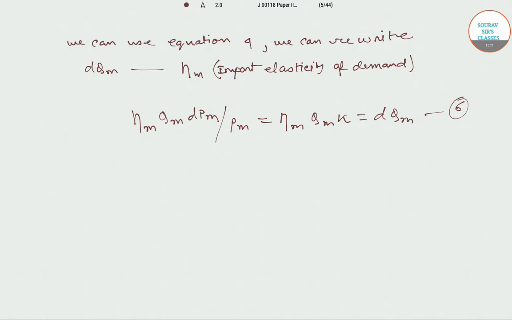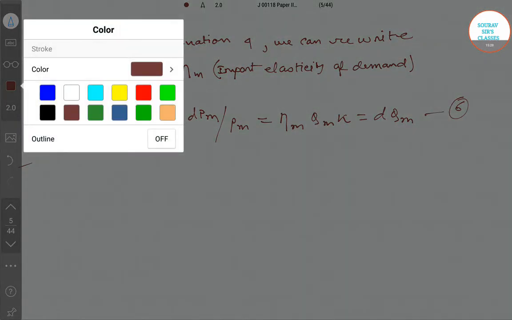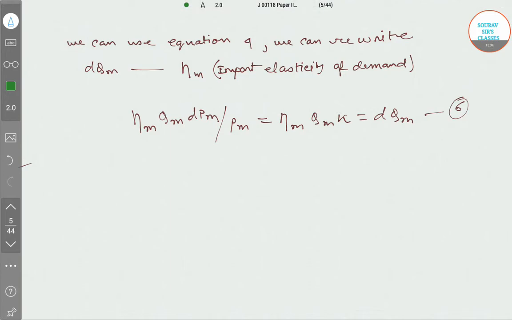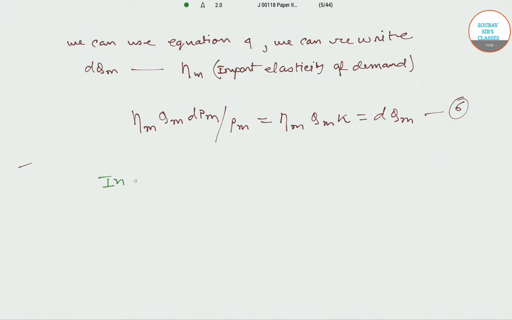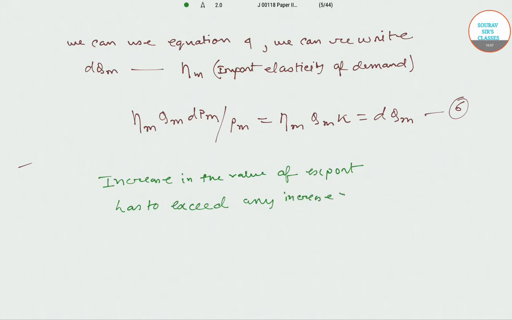Now we know for a currency devaluation to improve the trade balance, the increase in the value of export has to exceed any increase in the value of imports. So the increase in the value of export has to exceed the increase in the value of imports.